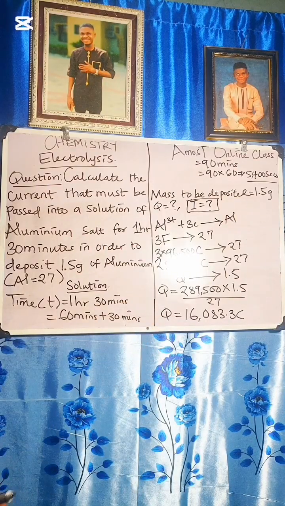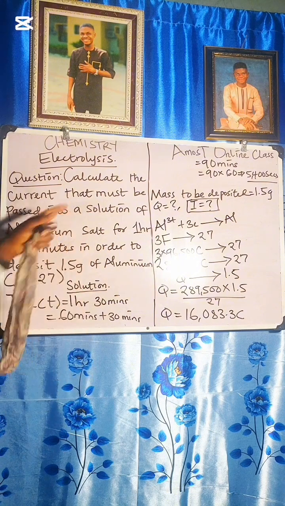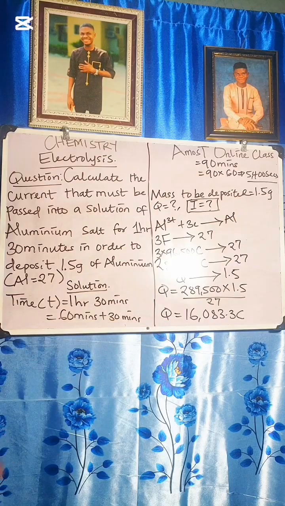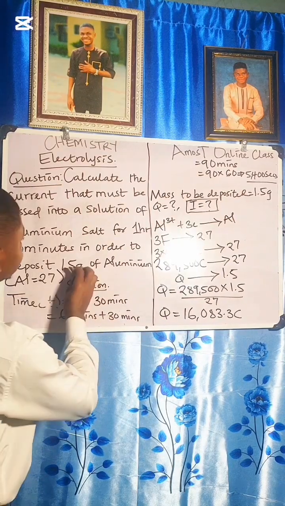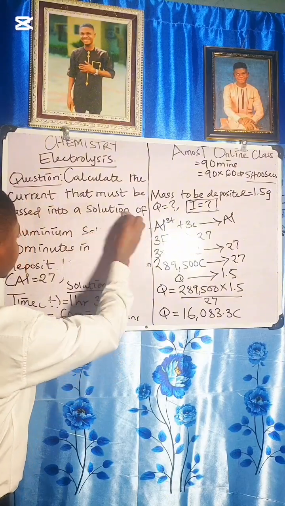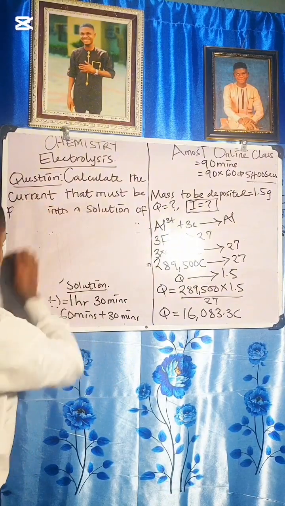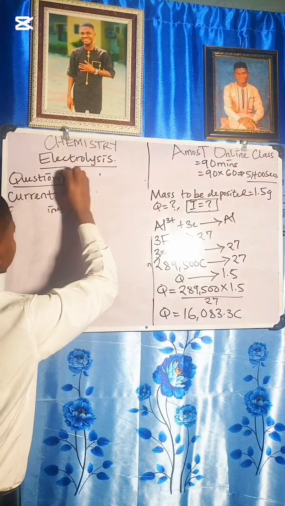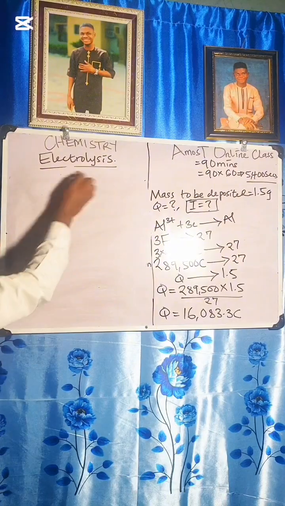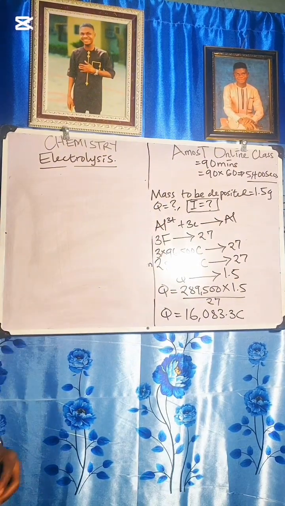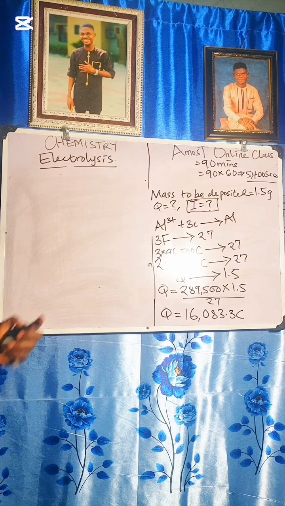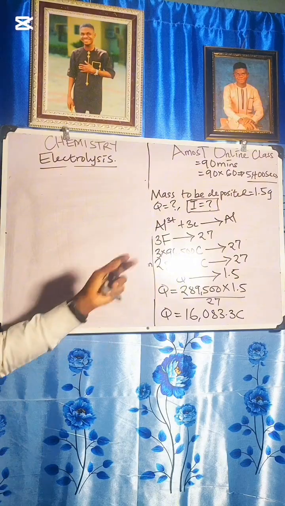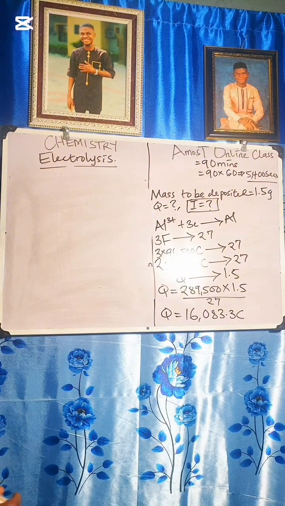Now, but that is not the final answer, because the question says we should calculate the current that must be passed into a solution. So we're finding the current and not the quantity of electricity. Now, how do we do that? In our previous videos, I had established that Q is equal to I times T, that is current in ampere times time in seconds.